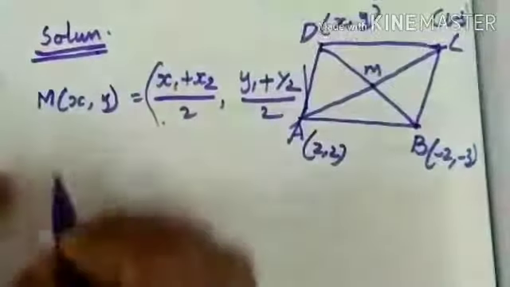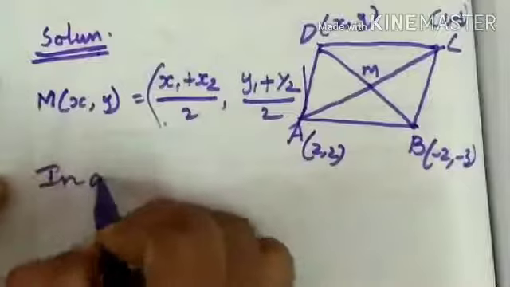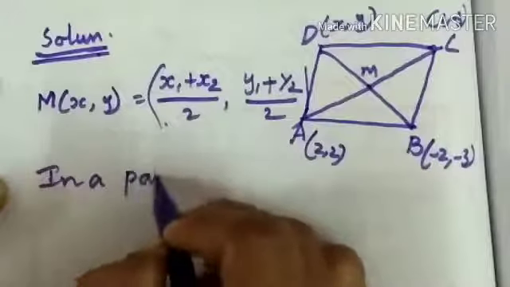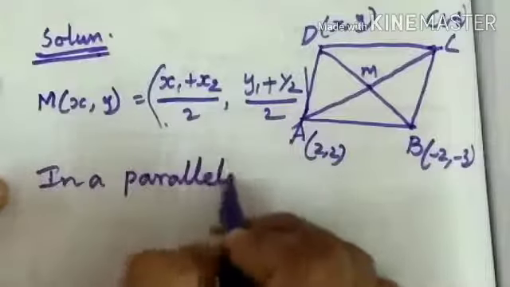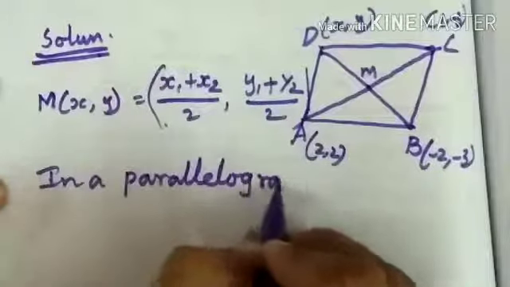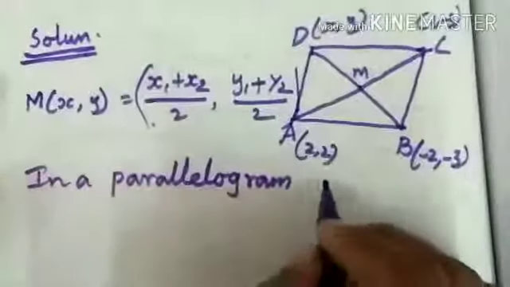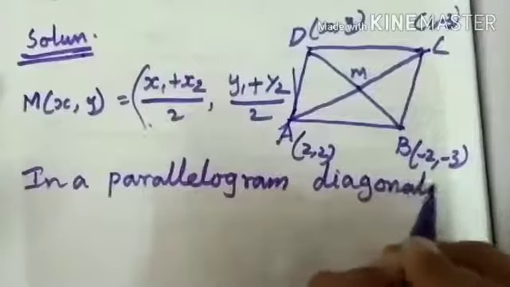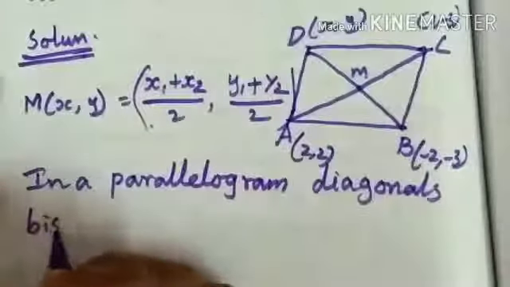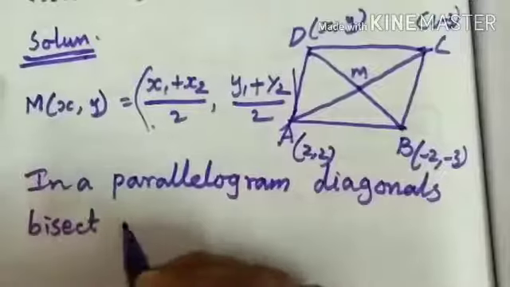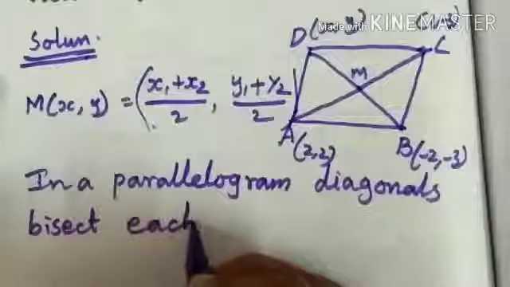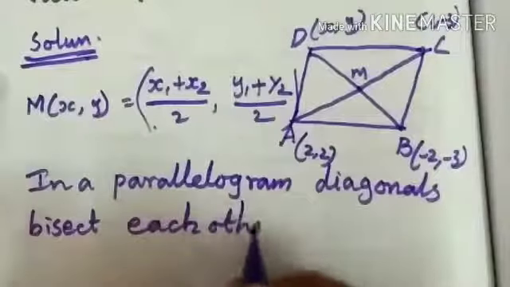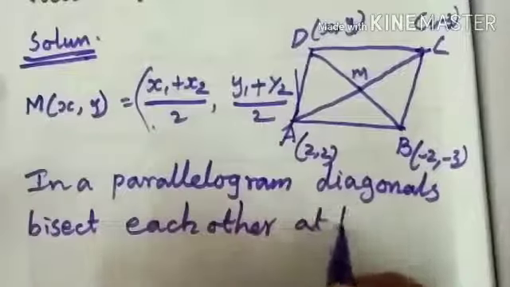Next you write the property. In a parallelogram, diagonals bisect each other at the midpoint.